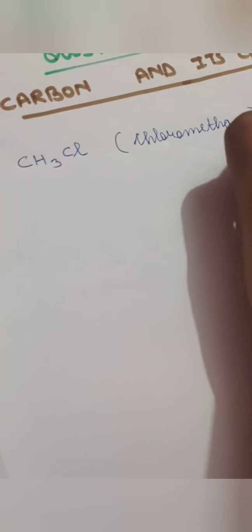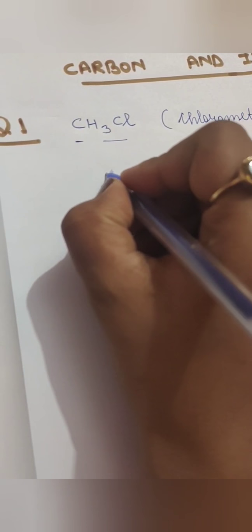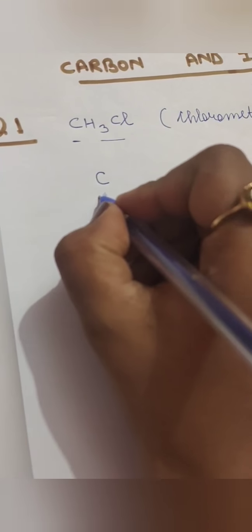Starting the first question. CH3Cl, and this is called chloromethane. Now in this chloromethane we can see there are many elements: C is there, then H, hydrogen is there, and chlorine is there.